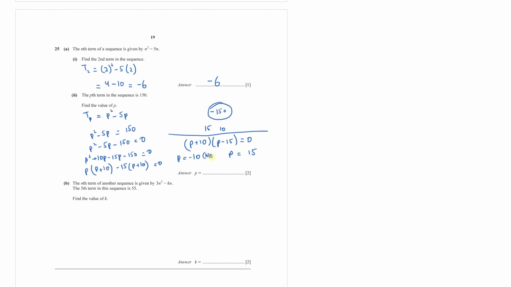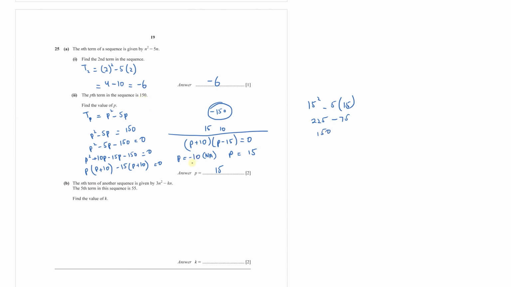So this is not applicable here. So your value is 15. So the 15th value in this sequence is 150. And to double check, you can actually substitute 15 in this equation. So just to double check, 15 squared minus 5 times 15, and 15 squared is 225, and then minus 75, which is 150 as given here.